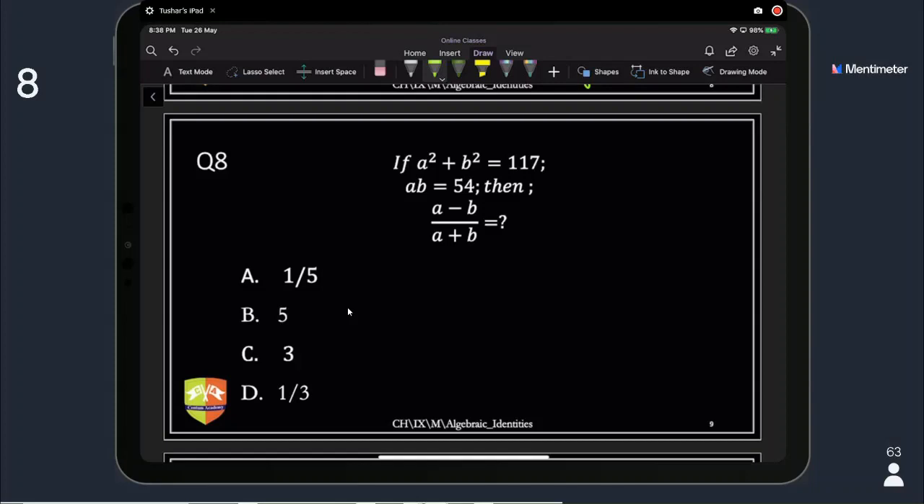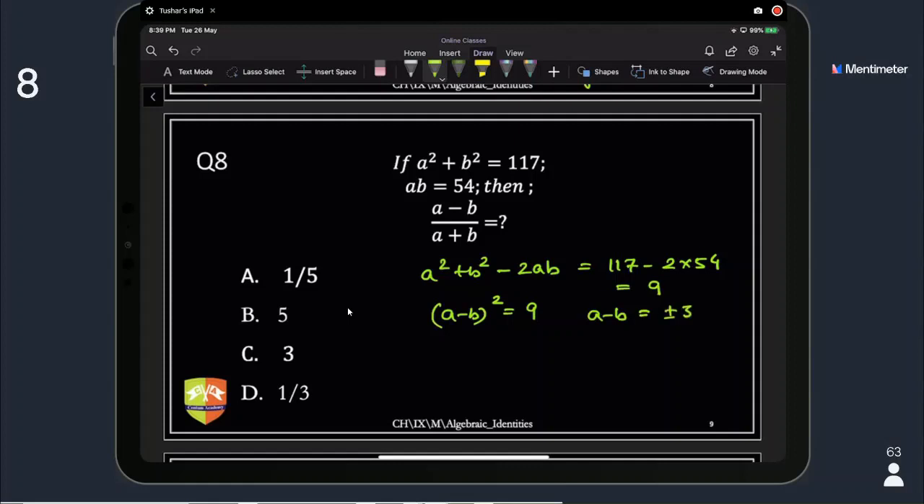This was the question, fairly simple again. In such questions, wherever a square, b square, and ab is given, what do you need to do? Add 2ab, subtract 2ab. So a square plus b square minus 2ab will be how much? 117 minus 2 into 54, which leaves 9. That means a minus b whole square is 9. That means a minus b is plus minus 3.